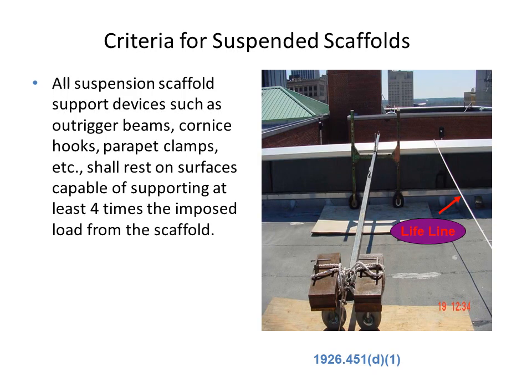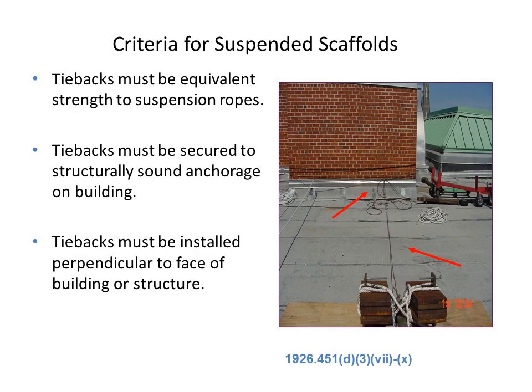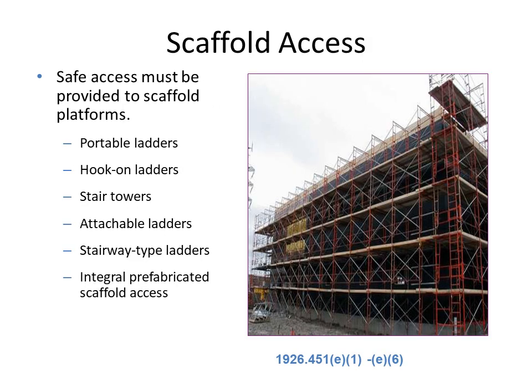And we can use certain supporting devices for the suspension scaffold, such as hooks, clamps etc., and they should rest on a surface which is capable of supporting at least 4 times the imposed load. Tie backs can be used, and those tie backs must be secured properly and anchored onto the building. They are always installed perpendicular to the face of the buildings or structures. Especially it is used for the suspended scaffold.